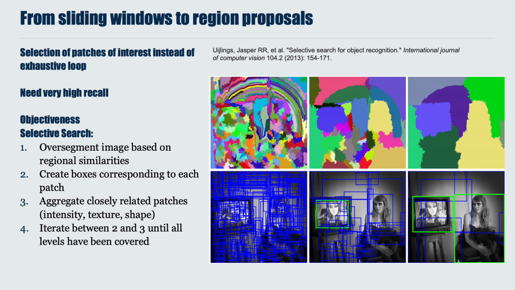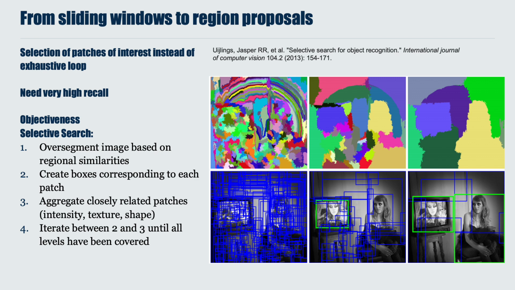In order to avoid the sliding window problems that we just saw, the next step was to go to region proposals. This is the very first attempt to do region proposal for object detection, in which it consists in selecting patches of interest instead of making an exhaustive loop of all the possible regions that may exist in the image. For that, they propose an objectiveness selective search, in which first they over-segment images based on regional similarities. So you can consider it as a superpixel segmentation.